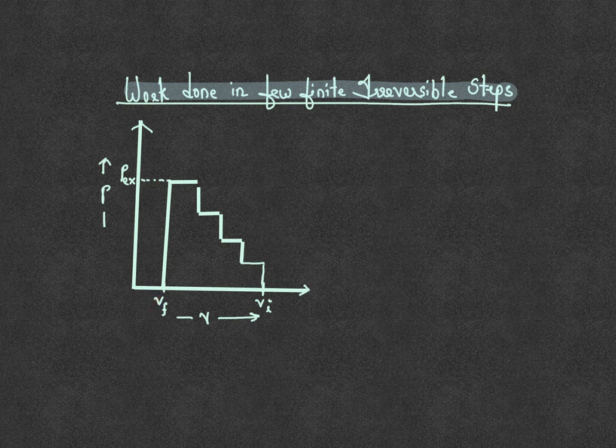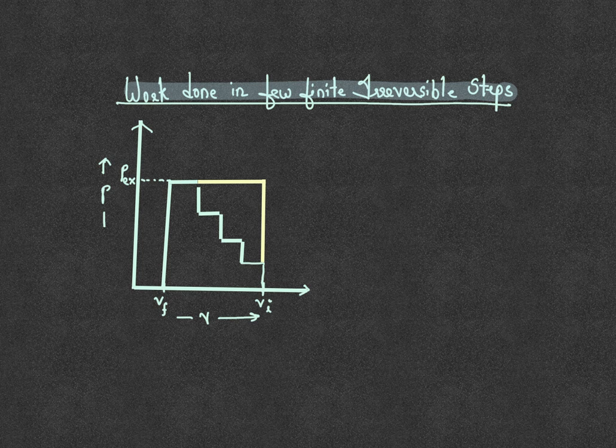But if you are carrying out the process in a single step, then the process would go like this. Do you understand this? If we perform the work in a single step, what would it be? At Vi, the pressure has to be kept at P external. Then we keep the pressure constant, and the gas gets compressed to its final volume in a single step. What is the area under the graph? This full thing is the area under the graph. That would be the work done.